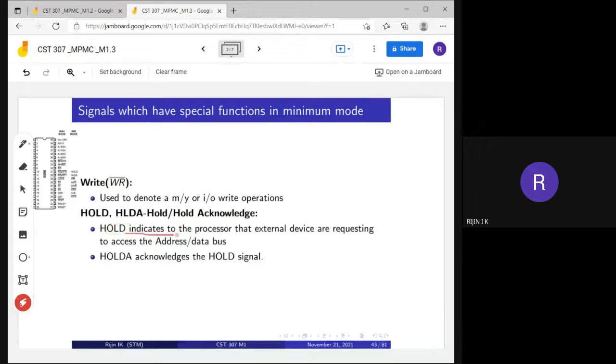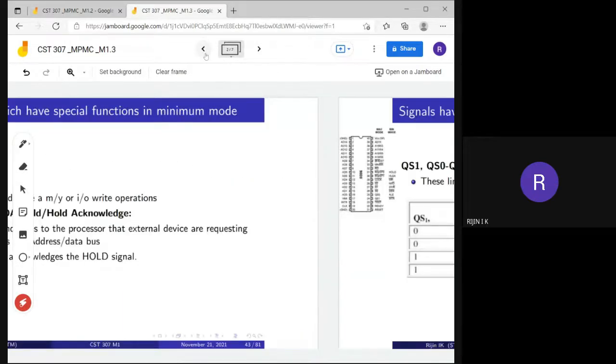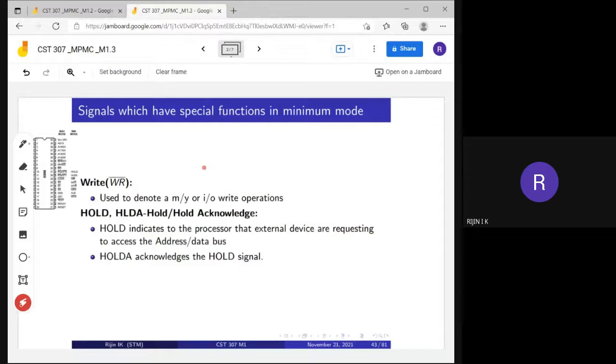Okay, hold signal indicates the processor that external devices are requesting to access the address bus and data bus, and hold A എന്ന് പറഞ്ഞു കഴിഞ്ഞാൽ എന്താണ്? It is an acknowledgement. Okay, it is an acknowledgement signal. So that is minimum mode pins. Okay, ഇനി നമുക്ക് ബാക്കി മാക്സിമം മോഡ് പിന്നുകൾ അടുത്ത ക്ലാസ്സിൽ എടുക്കാം.